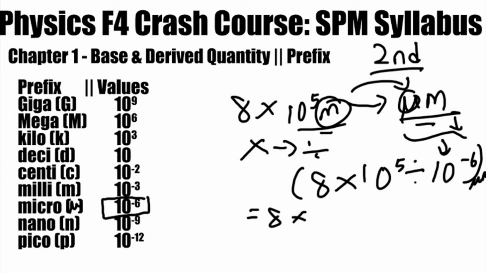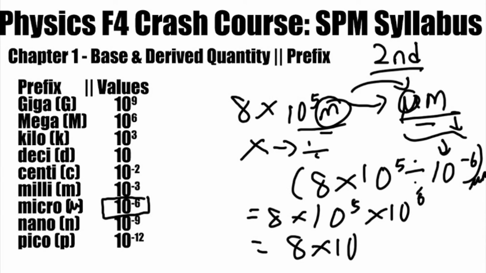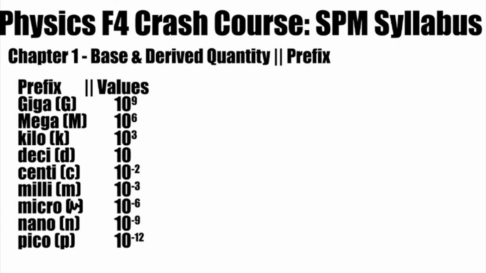8 times. Well, if it is divide, negative becomes positive, right? If you have done this in maths, so it will be like times 10 to the power of 6. And then I realize I get 10 to the power of 11. And remember, I have a bracket and the unit micrometer with me. So it's actually 8 times 10 to the power of 11 micrometer. Now we look at another example right here. This time we'll try to convert two things at once.